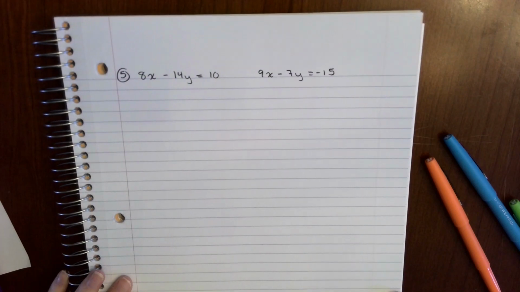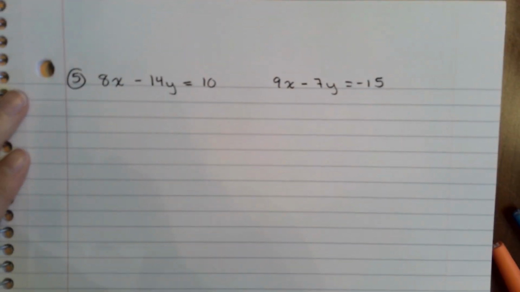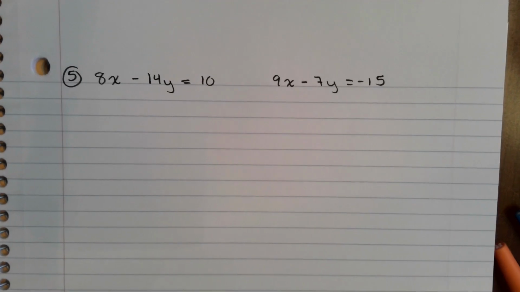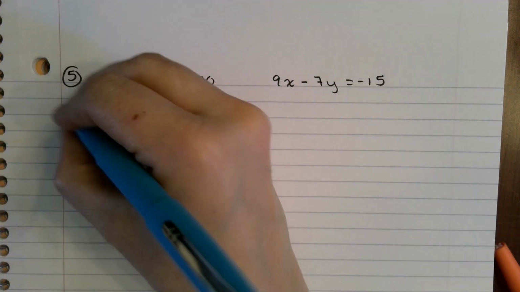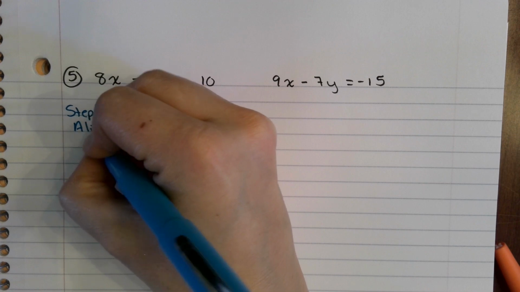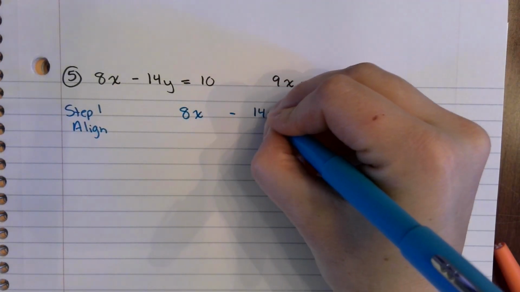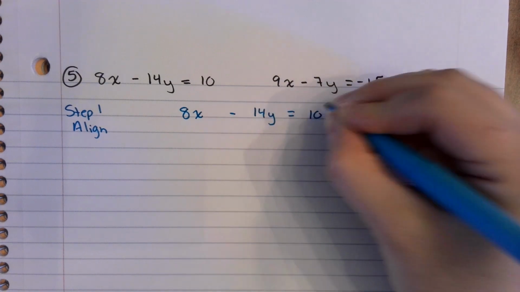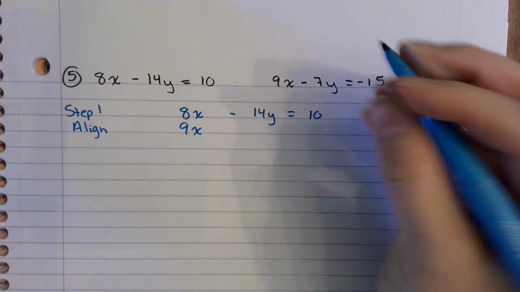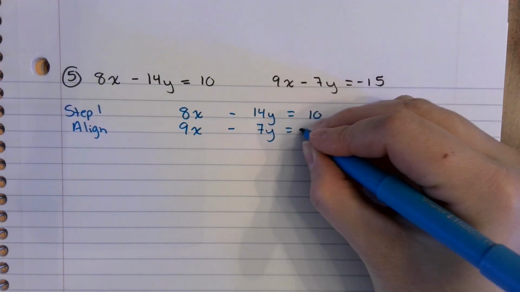So here's our next problem. We've got 8x minus 14y is equal to 10, and 9x minus 7y is equal to negative 15. Again, step 1, we want to go ahead and align. So we have 8x minus 14y is equal to 10, and we've got 9x minus 7y is equal to negative 15.